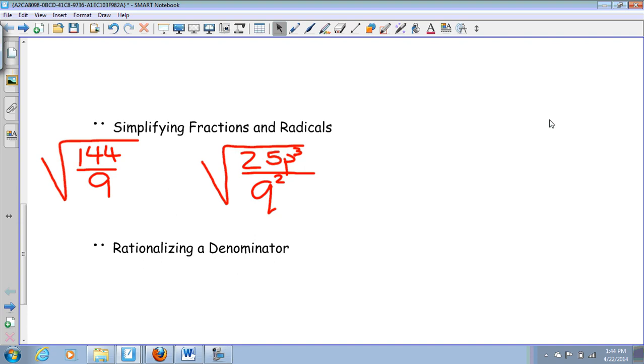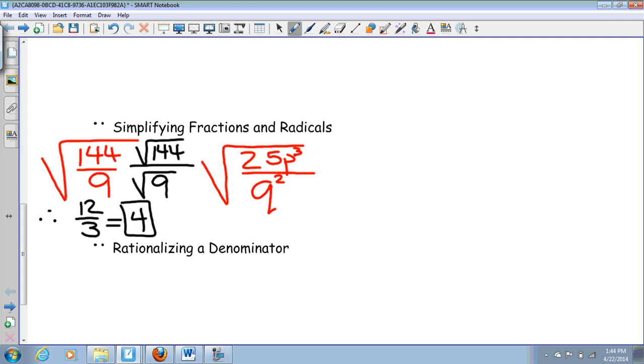The square root of 144 over 9 can also be written like this: the square root of 144 over the square root of 9. Hopefully it's jumping out at you that these are perfect squares. Therefore, we can write them as 12 over 3. And when we simplify 12 thirds, we get 4. So the square root of 144 ninths simplifies to 4.